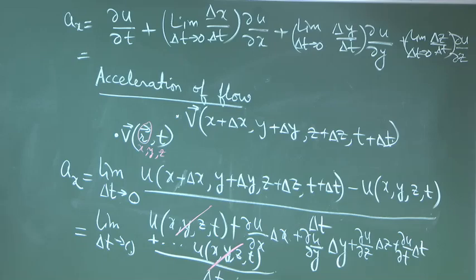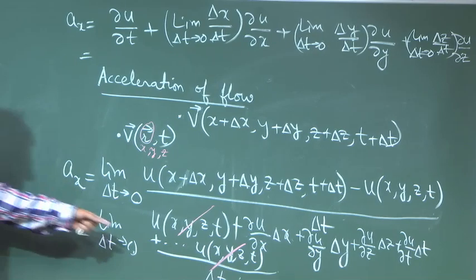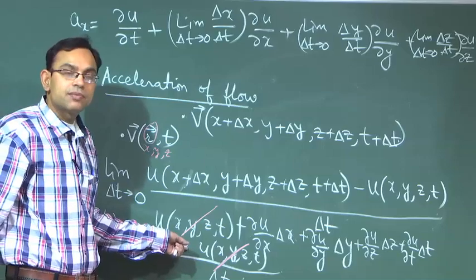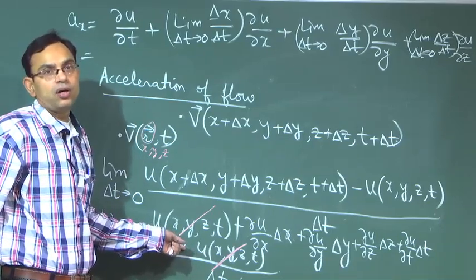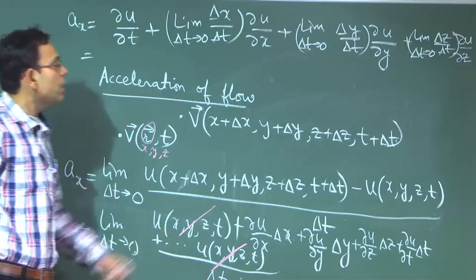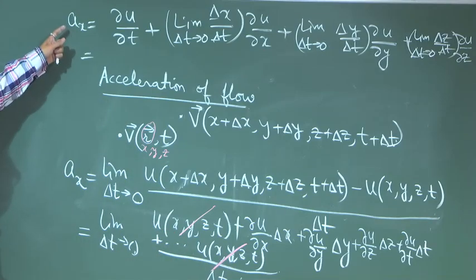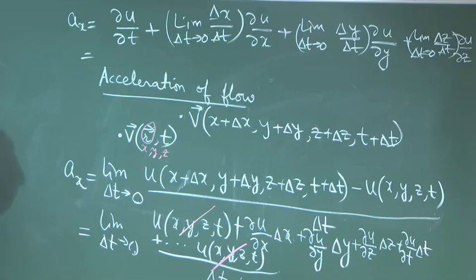So, then where are the other terms gone? These all dot dot dot terms, in the limit as delta t tends to 0, all those terms will be gone. So, you are left with this expression for acceleration.